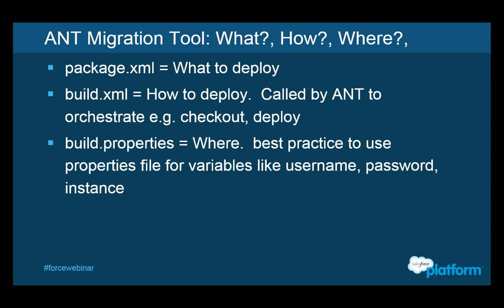So the package XML is really what you're deploying. The build XML is how to deploy. So it handles really the heavy lifting involved in orchestrating calls. So you can check out from your source control, you can deploy to a Salesforce server, you can commit back into source control. Various things around the orchestration can be built all in your build XML. And finally, the build properties is really where your environment variables live, like usernames, passwords, and the instances that you're deploying to.